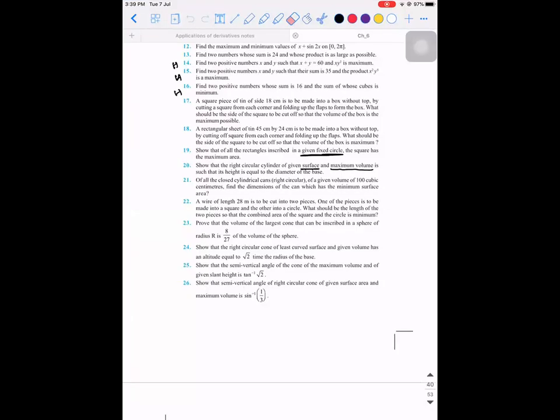Okay, so we will start with the 21st problem. So 21, 22, 23, 24, 25. These are all the statement problems, which are very important.